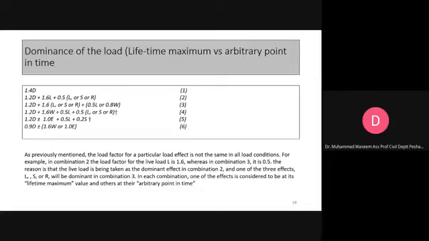Now, when we look at these load combinations, you will see that different loads act on the structure at different instants during the lifetime of your building. One of the loads will always represent the dominance. Dominance means the maximum in the life of the building. The other loads in any load combination represent an arbitrary value during the life of the structure. So in this way, these load combinations have been formulated.